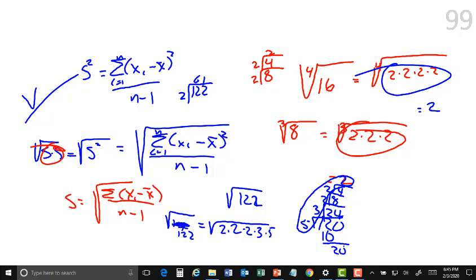So what am I looking for? Groups of 2. There's only one group I can see. So the best simplification is going to be 2 times the square root of, what is that, 2 times 5 is 10, 10 times 3 is 30. So the square root of 120 could be rewritten as 2 times the square root of 30.